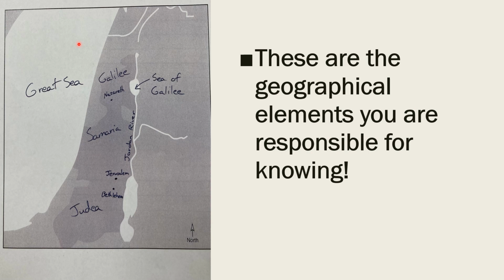You also need to know that this big body of water is the Great Sea. We call it the Mediterranean. The Israelites just called it the Great Sea. If you were to label it the Mediterranean, I would give you credit for that, but you can just call it the Great Sea. All right, and I will put this on OneNote so that you can see exactly what you are responsible for as well.